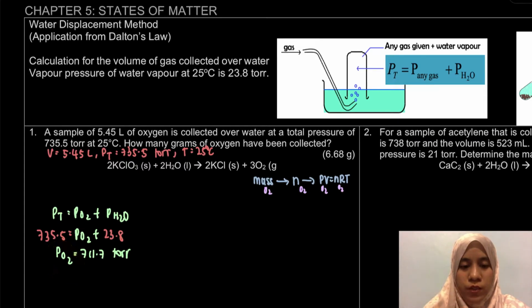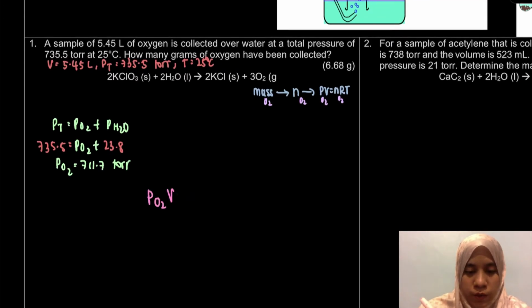Again, the question wants kita punya mass of oxygen. So, kalau mass ni kita akan cari number of mole. So, number of mole tu kita nak cari daripada mana? Number of mole ni kita nak cari PV equal to nRT. So, this is actually the equation that we will use. So, pressure of O2 kita dah ada, volume kita dah ada 5.45, n is the one that we're going to find out, R is our constant, T is our 25 degrees Celsius.